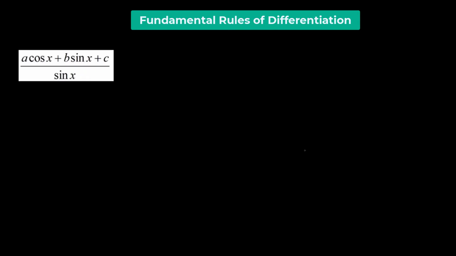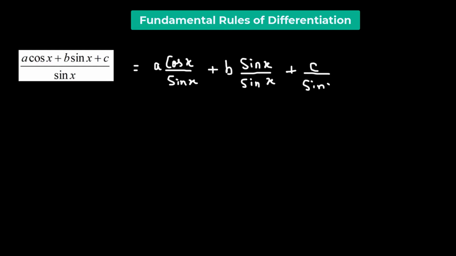So we have to determine the derivative of the given function. We begin by separating the terms in the numerator. So we have a times cosine of x divided by sine of x, plus b times sine of x divided by sine of x, plus c over sine of x. Now, the ratio cosine of x over sine of x is simply the cotangent function. So we have a cot of x plus b, the sine x gets cancelled, plus c cosec x.